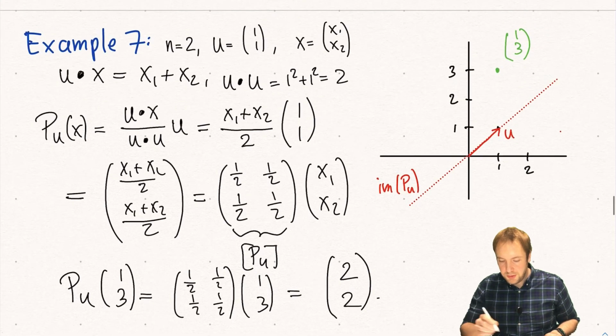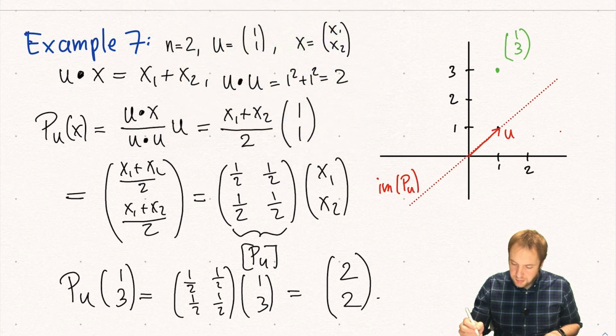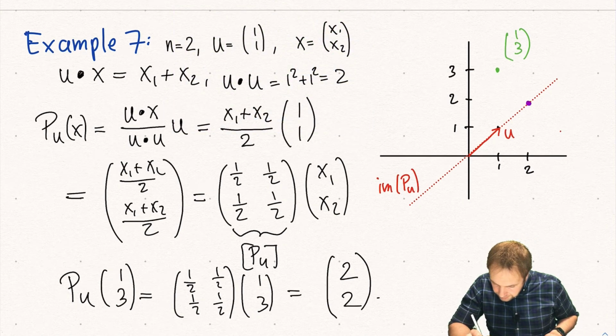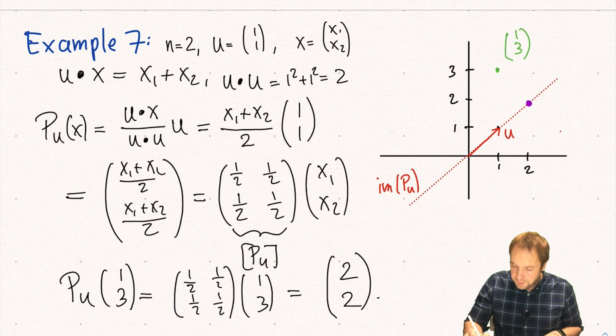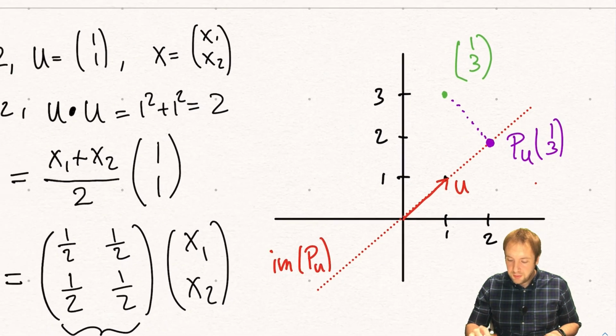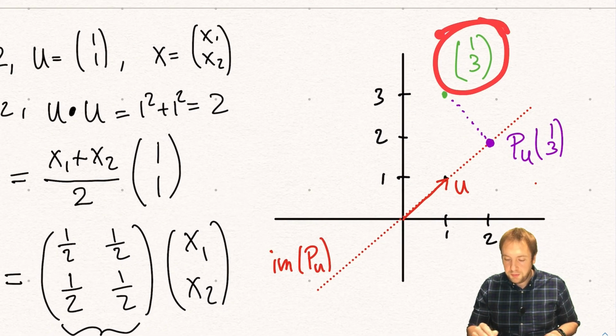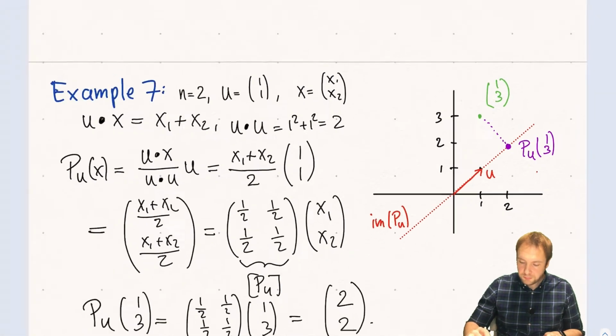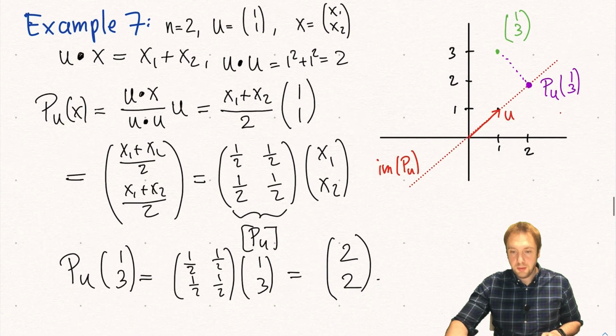And where is (2, 2) here in the picture? Let's take purple. (2, 2) is here. And we see, so this is Pu of (1, 3). If you would draw this line here, then we see that the angle here is exactly 90 degrees. So here the orthogonal projection of this vector (1, 3) onto this line spanned by the vector (1, 1) is given by (2, 2). Okay.